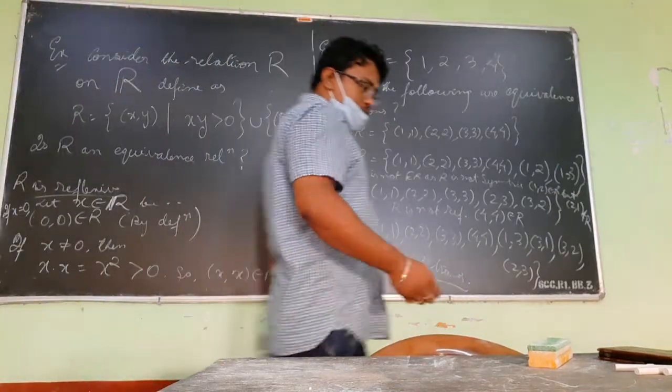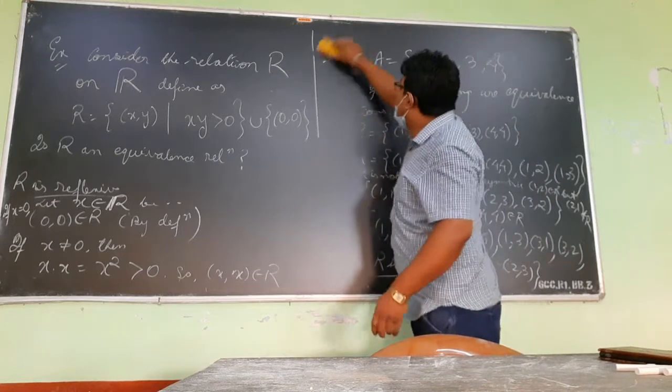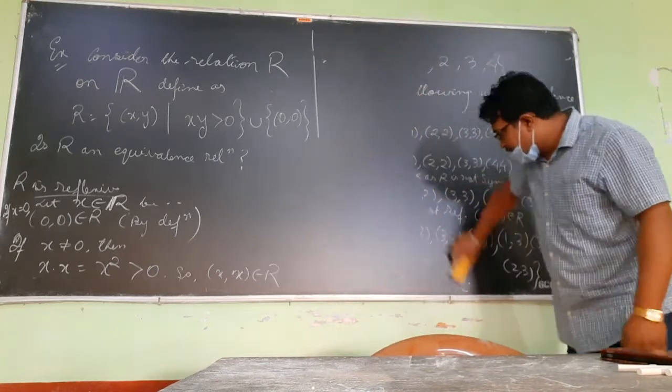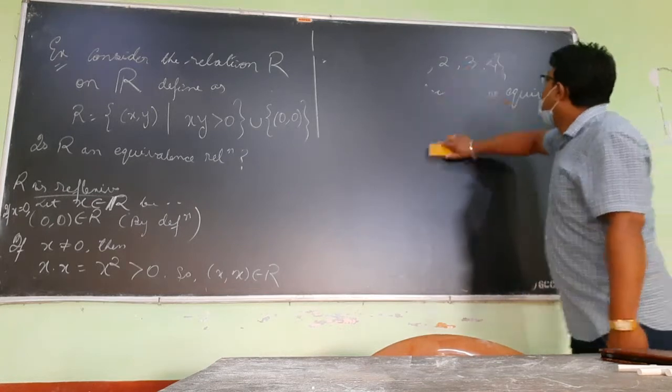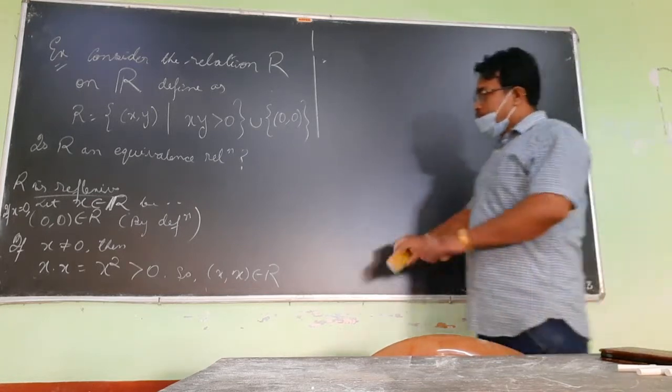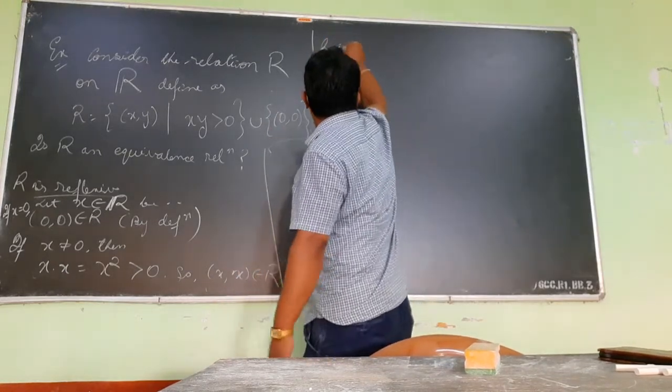Okay. So if this happens, then (x, x) gives x square, which is always greater than 0. So x is related to itself. Next, you have to show R is symmetric. Okay. R is symmetric.